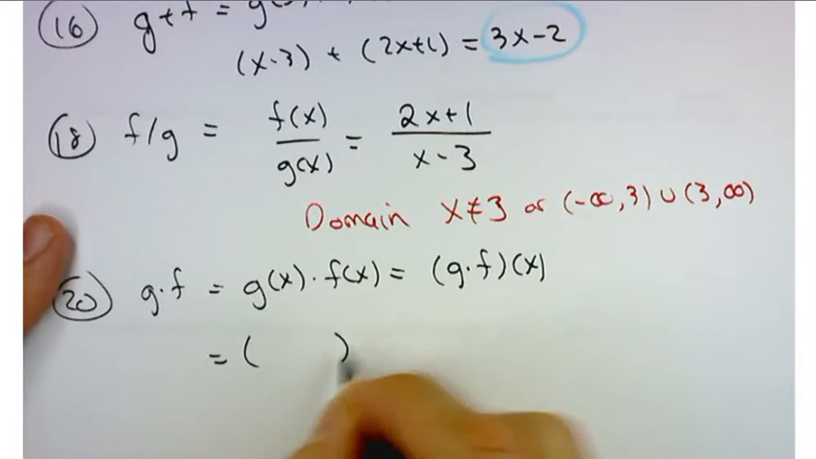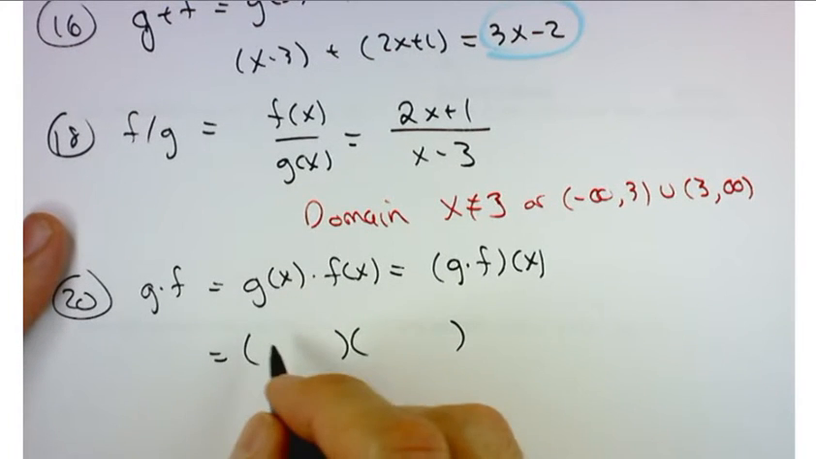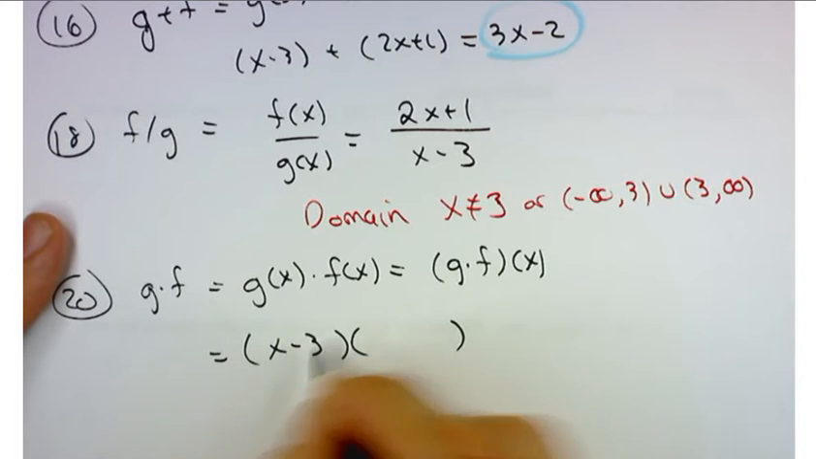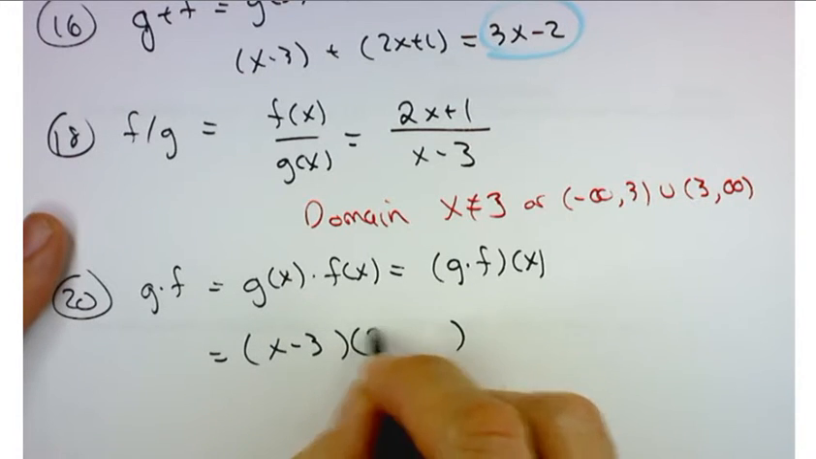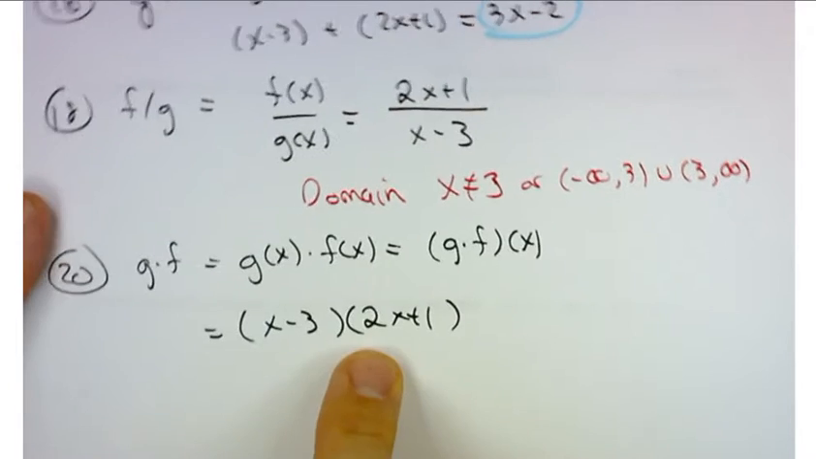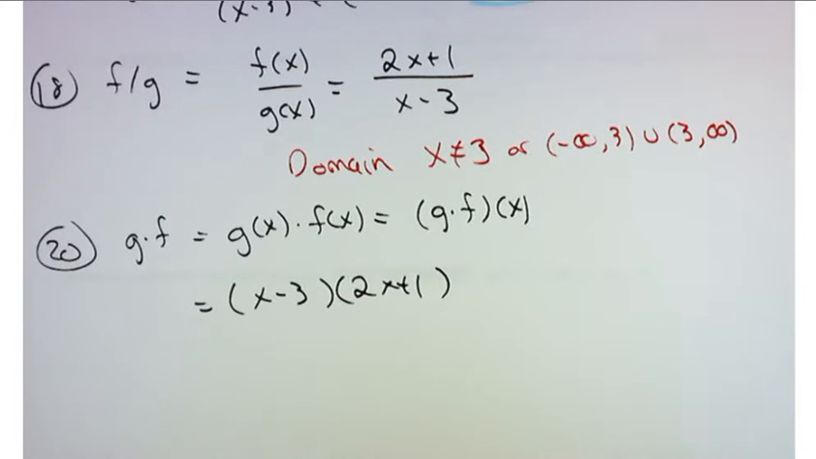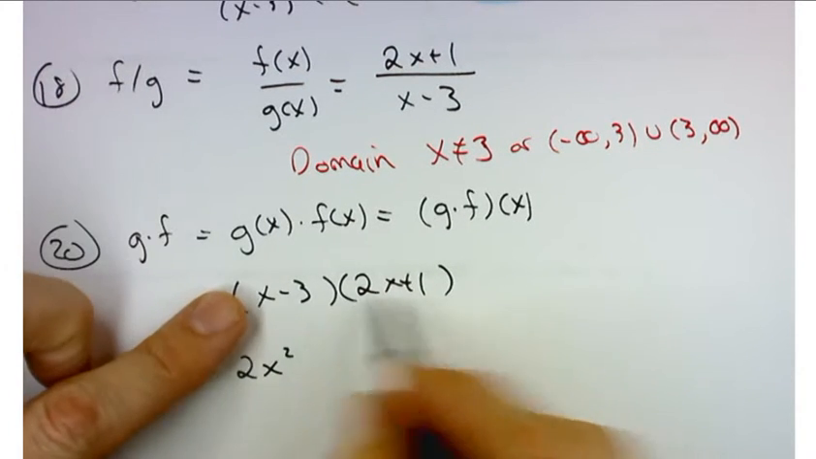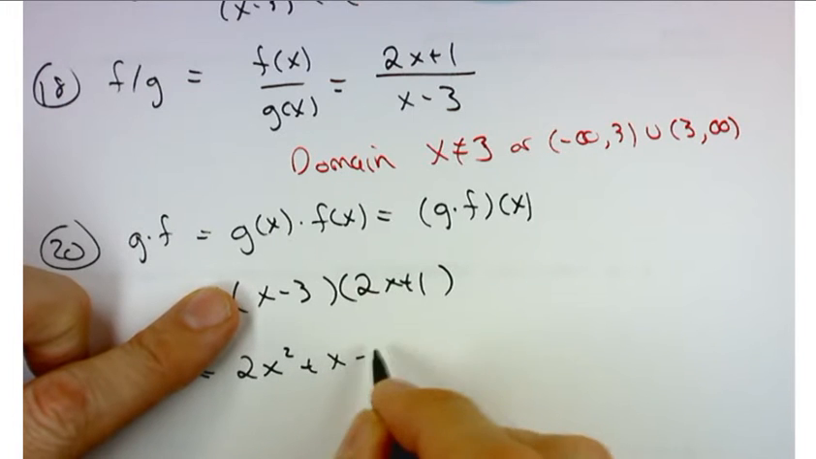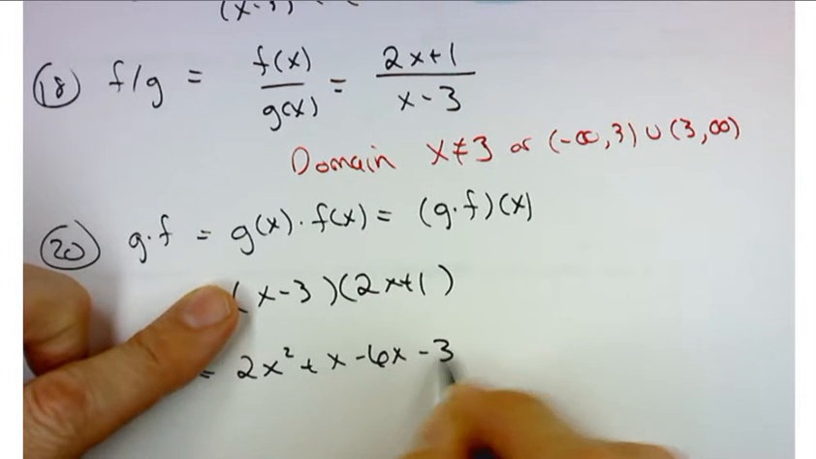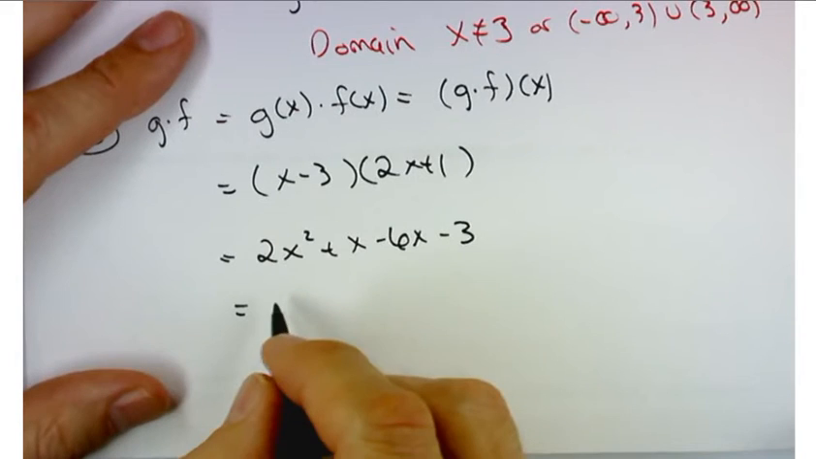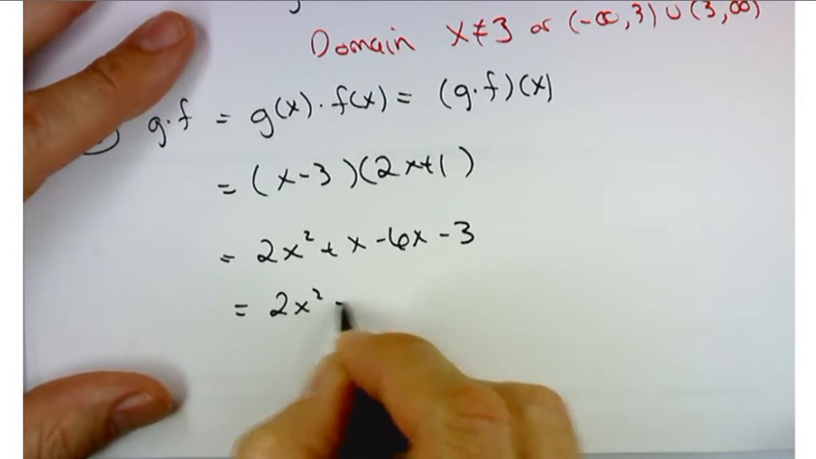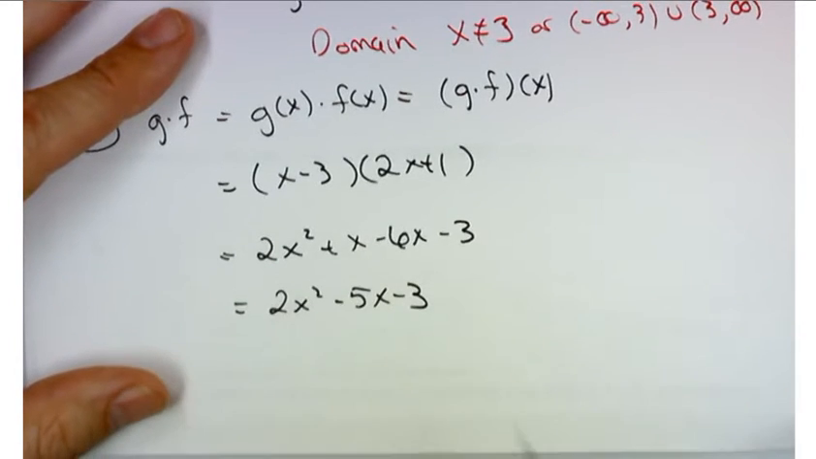Really what they're asking you to do is to multiply together these two binomials. So x minus 3 times 2x plus 1. How am I going to multiply those two binomials together? FOIL. Yeah, FOIL. So 2x squared plus x minus 6x minus 3. Combine like terms, 2x squared minus 5x minus 3.